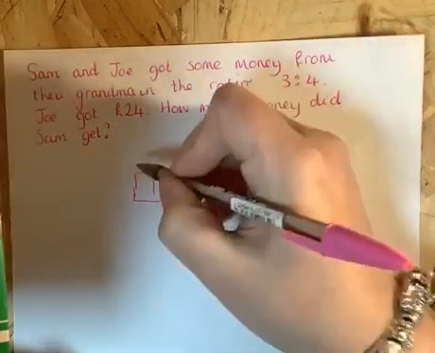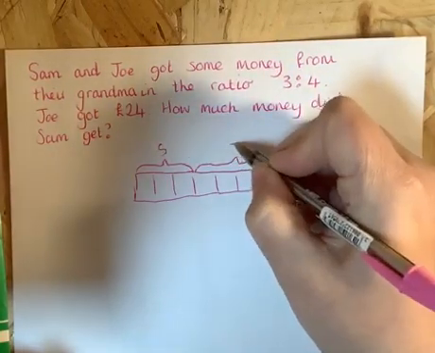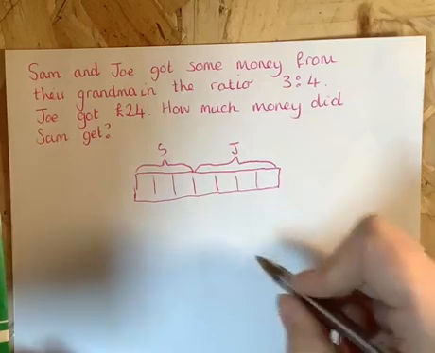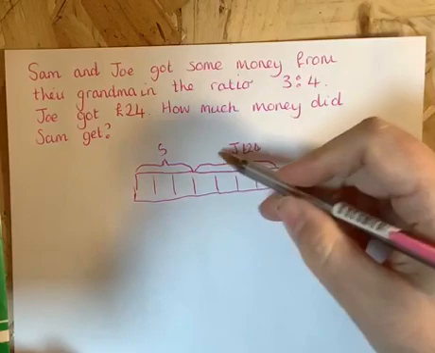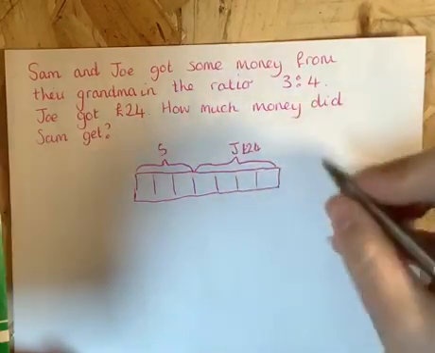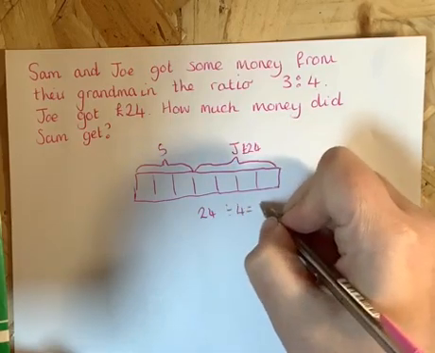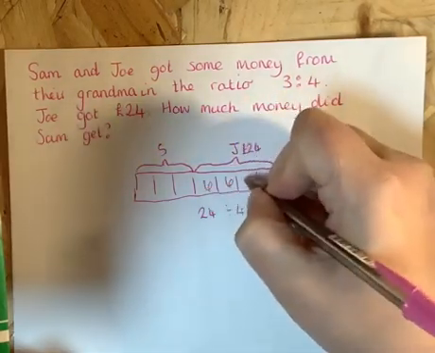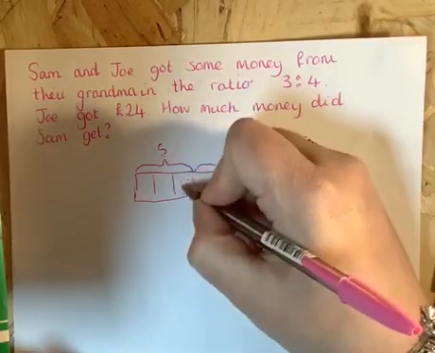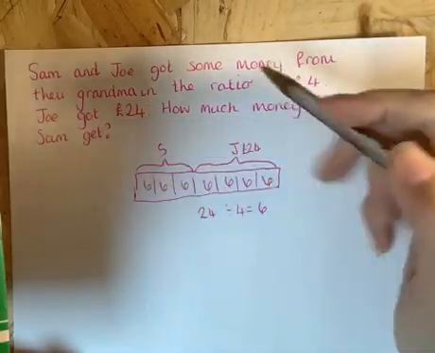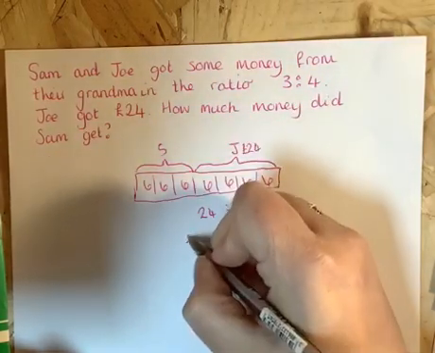Okay, we know that Sam got 3 parts and Joe got 4 parts, and the information that it's telling us is Joe got £24. So this part here is worth £24. Okay, so that £24 needs to be shared only into those 4 boxes for Joe. So 24 divided by 4, which is 6. So each of those is going to be £6. Because in a bar model, each of these parts are worth the same, we know that these are going to be worth £6. So the question is, how much money did Sam get? Well, he got 6, 12, 18 pounds.